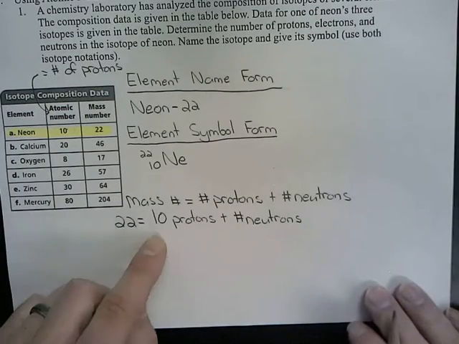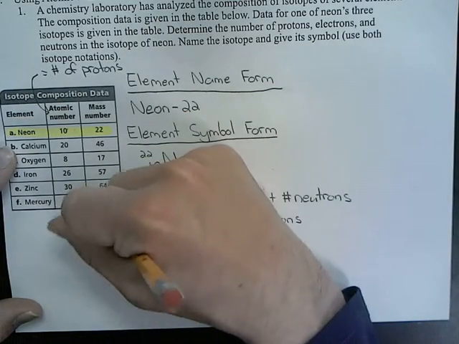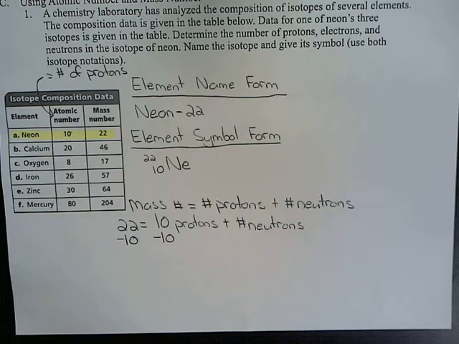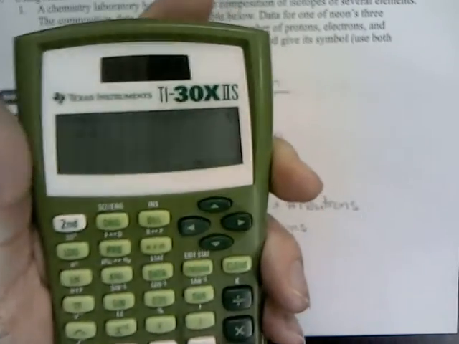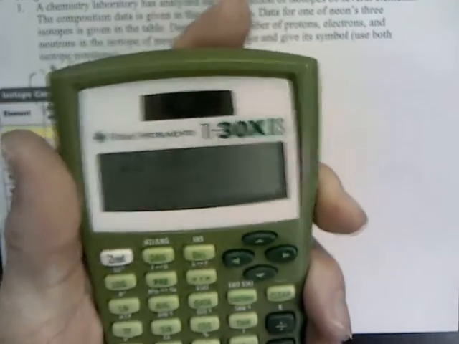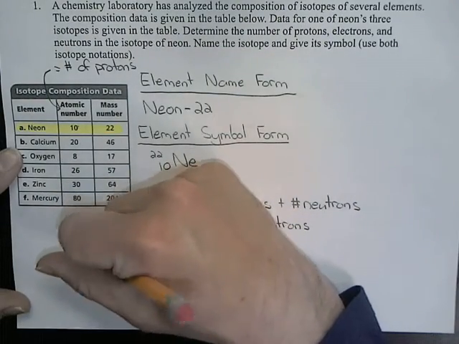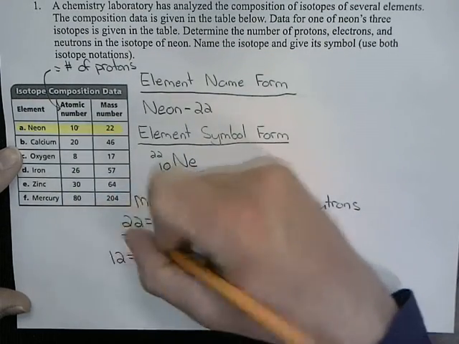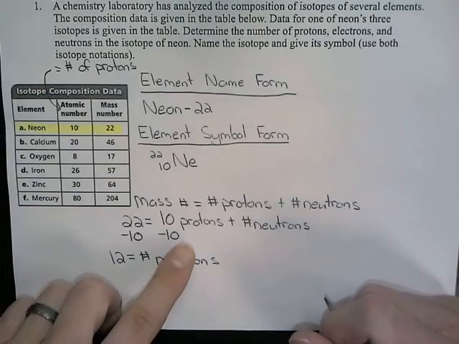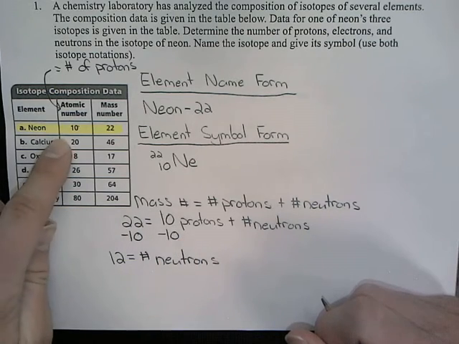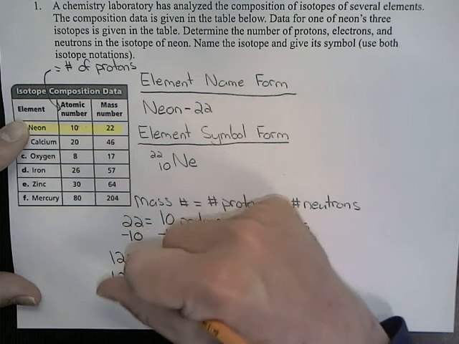Now, what we need to do here is subtract 10 from both sides. I'm going to subtract 10 from both sides. 22 minus 10. Hopefully you can see that in your head, but that's 12. So 22 minus 10 is 12. Okay? So 12 equals our number of neutrons. We just got done saying that 10 is both the atomic number, which is equal to the number of protons. So 10 is our number of protons.